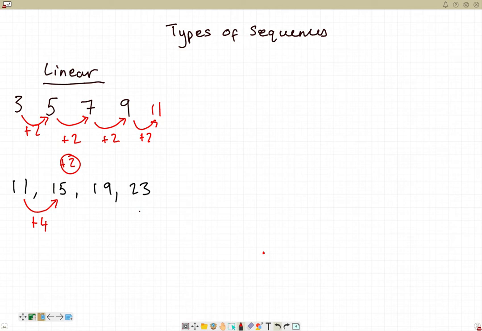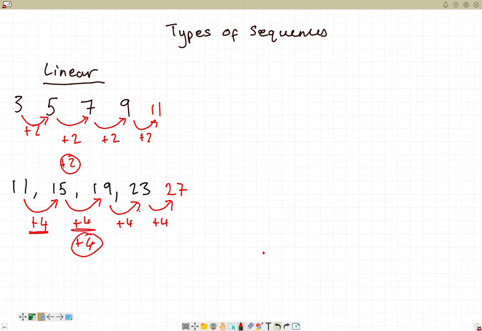Okay. How did I get from 15 to 19? Add 4 again. 19 to 23, add 4 again. Okay, so if I want to find out the next term, I just add 4. 23 plus 4 gives me 27. So the rule here is add 4. Okay, so these are some examples of some linear sequences. Basically, you're adding and subtracting by the same number each time to get the next term.